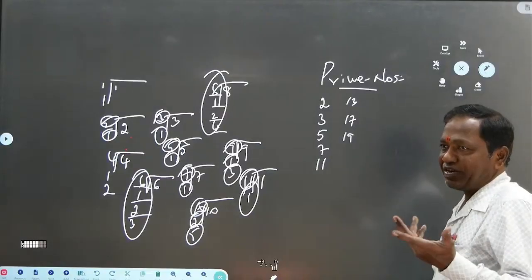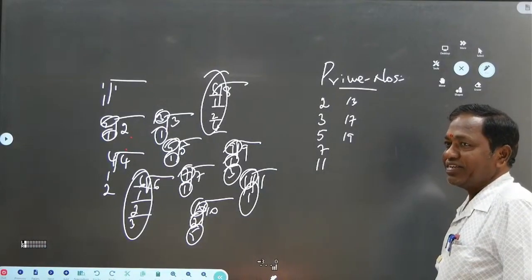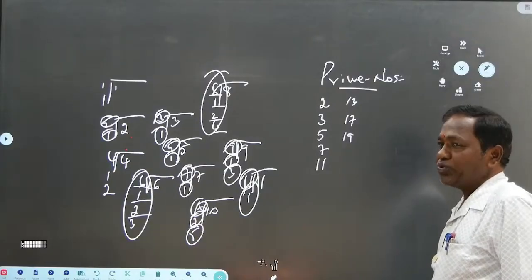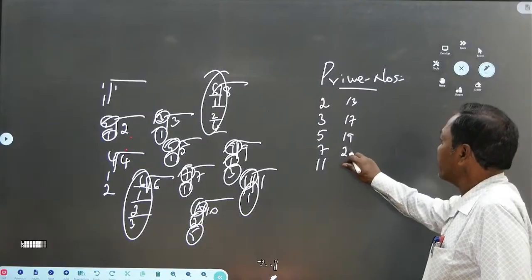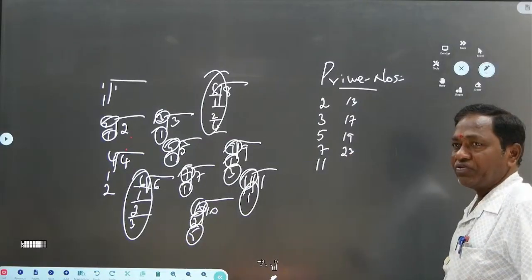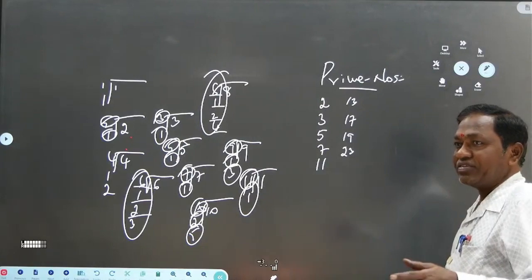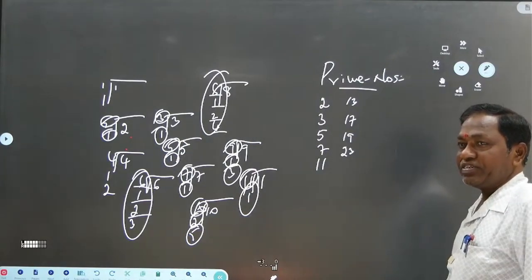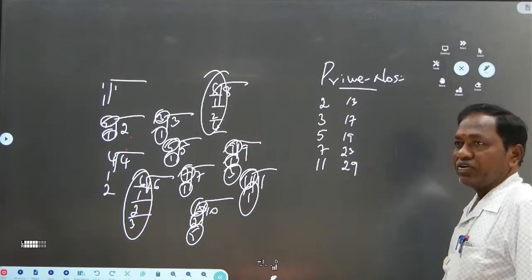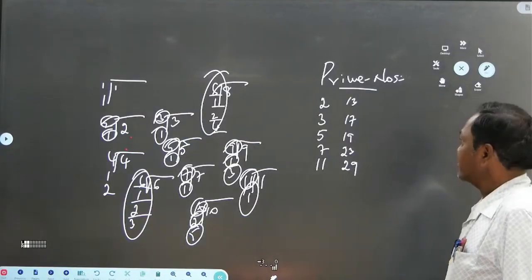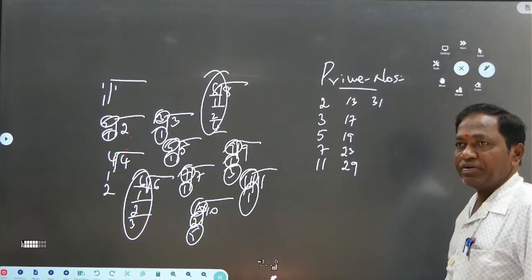20 is an even number, don't take. 21 is a multiple of 3 or 7, let us not take. 22 even, let us not touch that. 23 is a prime number. 24, 25 is a multiple of 5, let us not take. 26 even, no. 27 multiple of 3. 28 even number. 29 is a prime number. Next 30, let us not touch. 31, yes, is a prime number.